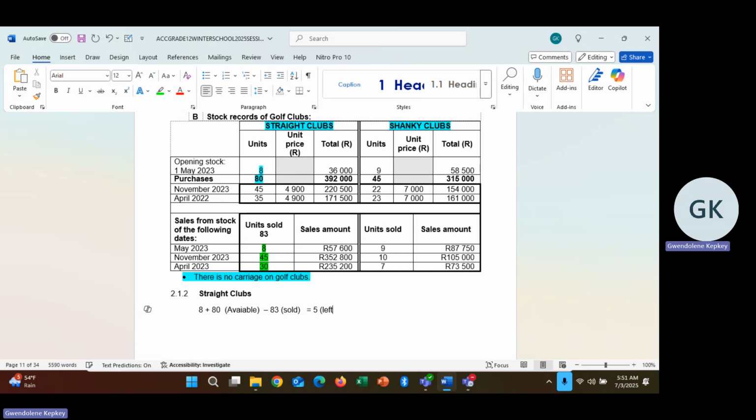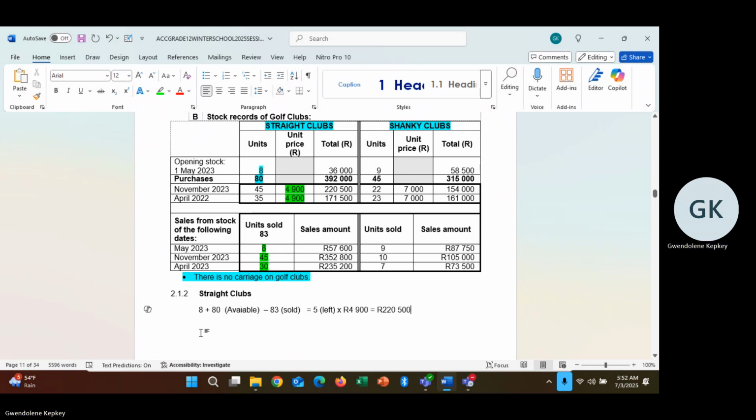5 left. Right? And that 5 items, I am now going to go and multiply by the unit price. Okay? How do I know what the unit price is? Over there will be my unit price, which is 4,900. So the 5 items, multiply that by my 4,900 Rand. We come to a Rand value of 220,500.